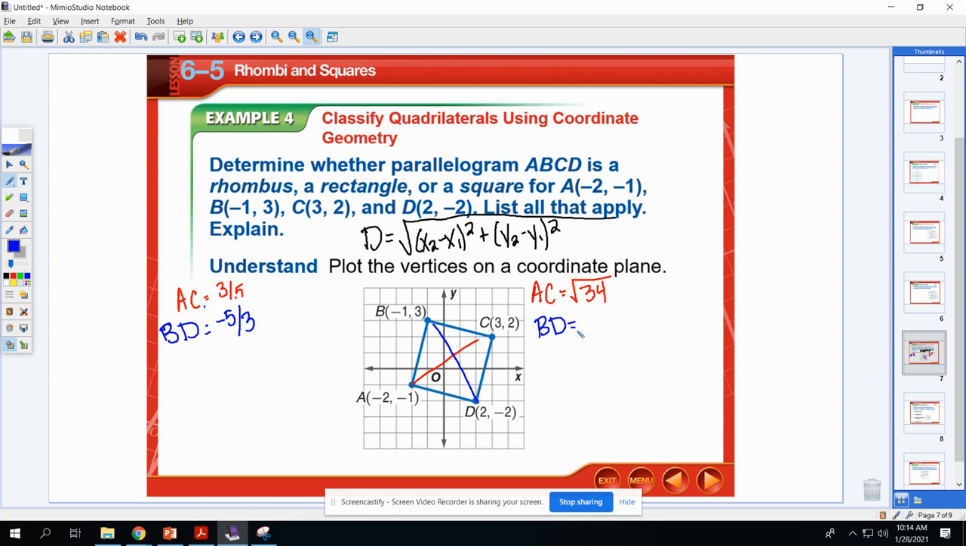Let's go ahead and find BD now. B is x1, y1, D is x2, y2. So putting those in the formula, this is going to be x2 minus x1, so 2 minus a negative 1, or 2 plus 1. And y2 minus y1. Sorry, I just realized I said x1, y2. It should be x1, y1. And y2 minus y1 there, negative 2 minus 3.